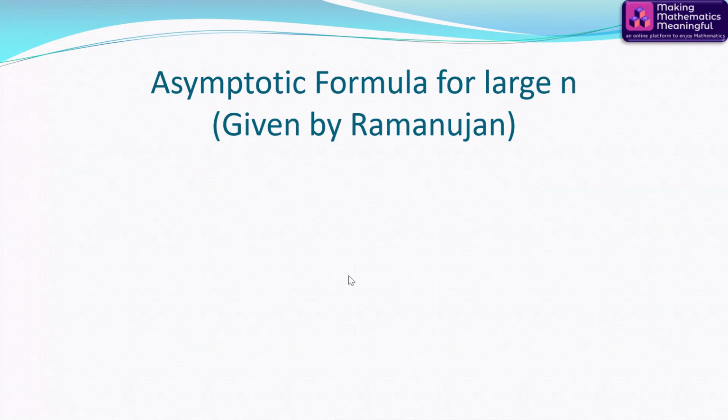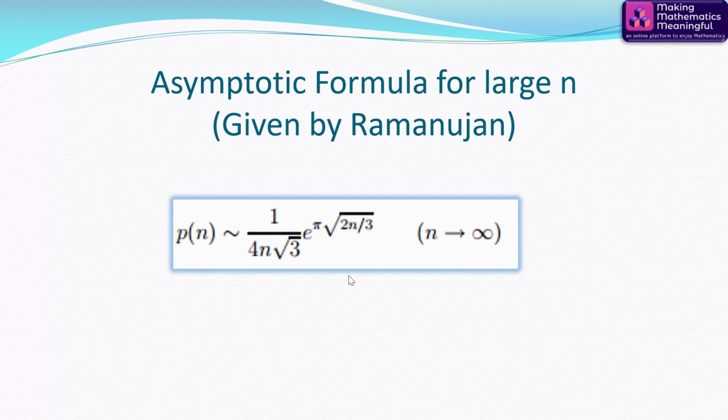Ramanujan was fascinated by this concept of partition of numbers. He worked on deriving the formula for the same. He was able to obtain an asymptotic formula for larger values of n. So if the number n is large, then the partition of the number is approximately given by the following formula.